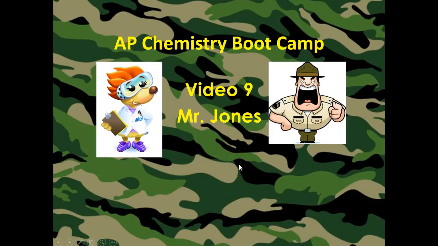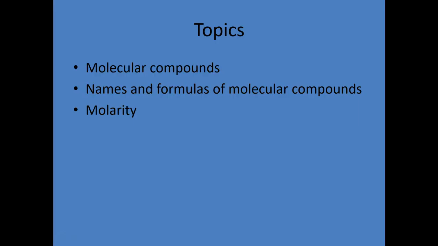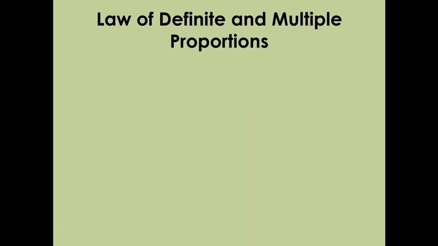Well, we are on to video 9, which represents the last video of the boot camp. And so let's see what we're going to talk about. In the last video, we were talking about distinguishing between ionic and molecular compounds, and then we've talked in more detail about ionic compounds. So in this video, we're going to talk about molecular compounds, and particularly how to name them. And then at the very end, a topic called molarity, which was related to the conversations that we had earlier about moles and about stoichiometry. So let's go on and talk about molecular compounds.